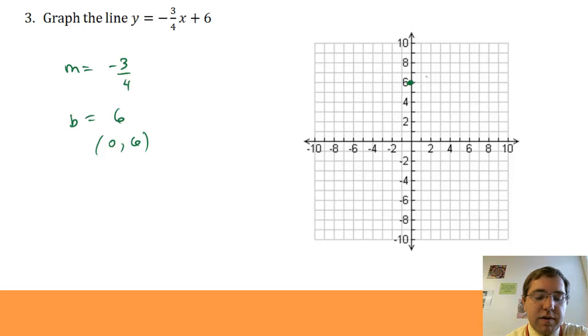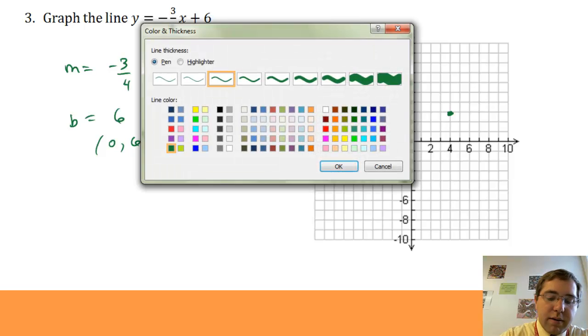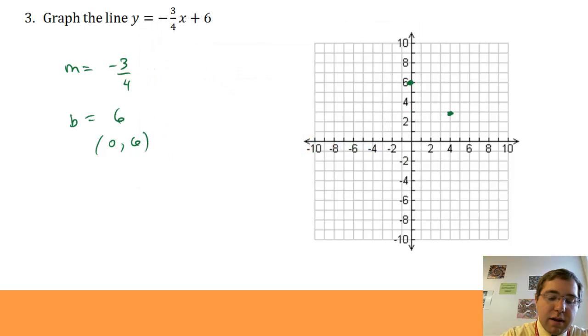This time our slope is negative. So the negative is always going to tell us to go down instead of going up. So we're going to go down 3, and then we're going to go to the right 4. We're always going to go, if it's negative, go down, but still move to the right for the bottom number. So then we're going to connect those 2 points with a line that extends over my whole graph with the arrows on the ends.